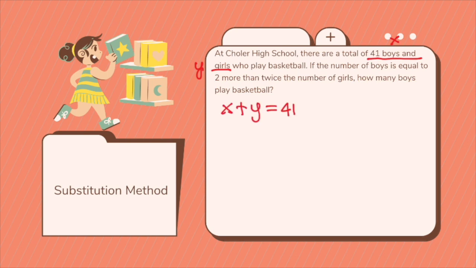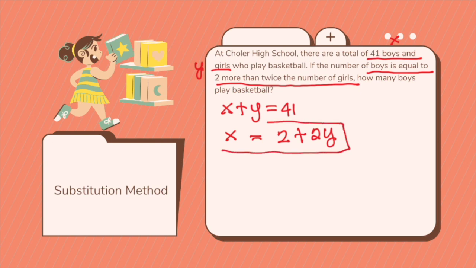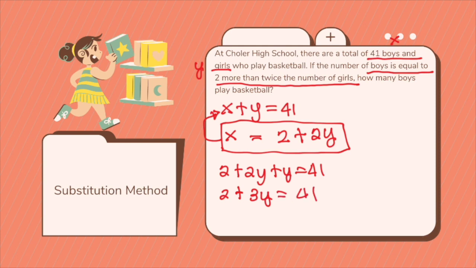Who plays basketball? The number of boys is equal to 2 more than twice the number of girls. So that means your boys is equal to 2 more than twice the number of girls, so that will be x equals 2 plus 2y. And then, since x is equal to 2 plus 2y, we will use equation 2 to substitute for equation 1's x. So that will be 2 plus 2y plus y equals 41. Combine like terms: 3y plus 2 equals 41.